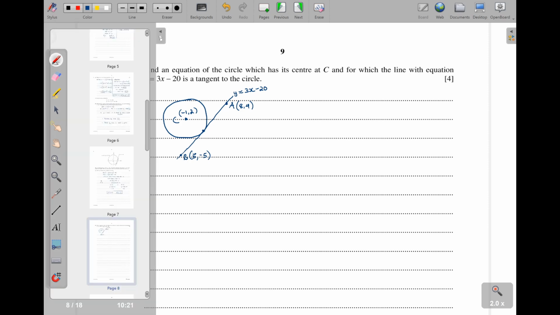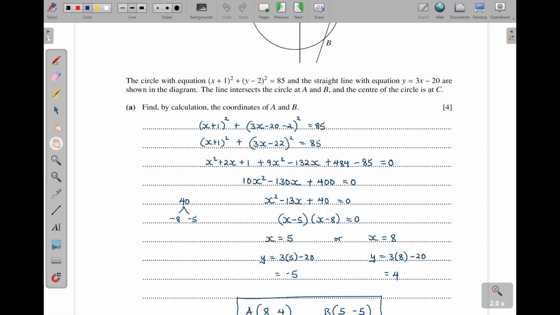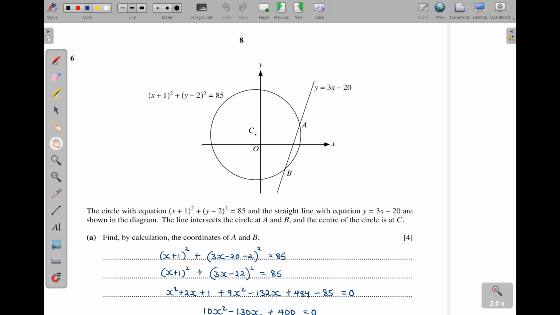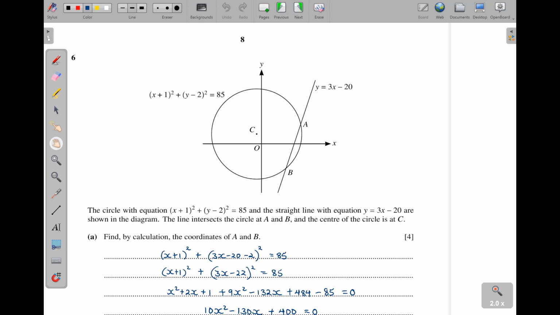Now, when you check back here, for this one to be a tangent, there is a circle whose center is this one, but it is going to pass here like this.